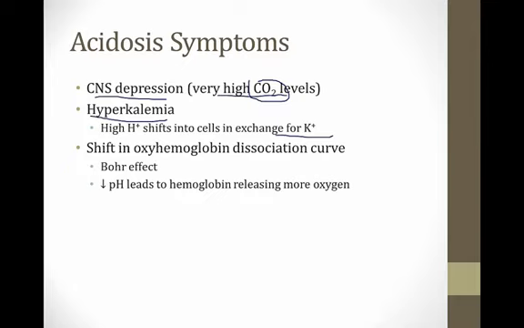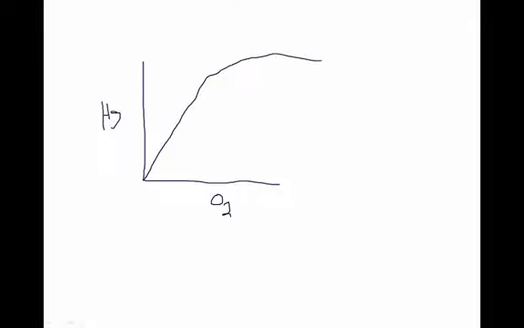And then the last thing that happens when you're acidotic is you shift the oxyhemoglobin dissociation curve. This is called the Bohr effect, and lowering pH leads to hemoglobin releasing more oxygen. The easiest way to understand the Bohr effect is to draw a curve. So if we draw a curve with oxygen concentration down here on the x-axis and the saturation of hemoglobin up here on the y-axis, we find that there's a relationship between these two things that looks something like this. When you become acidotic, you shift this curve to the right so that you get a new curve like this. So what's going to happen here is for any given O2 level, there will be less saturation of hemoglobin than there would be if you were on the normal curve.